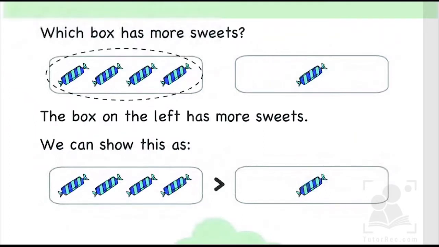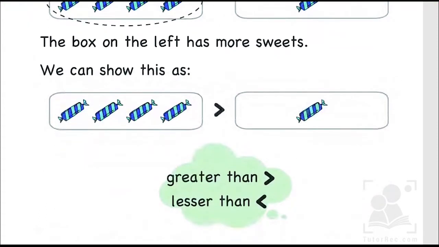This is from the same unit, comparing numbers. It says which box has more sweets. The object has been changed, however the method or the pattern is the same. This one has more candies or sweets, that's why this has been encircled. Now mathematically, how are we going to show which one is greater than the other?